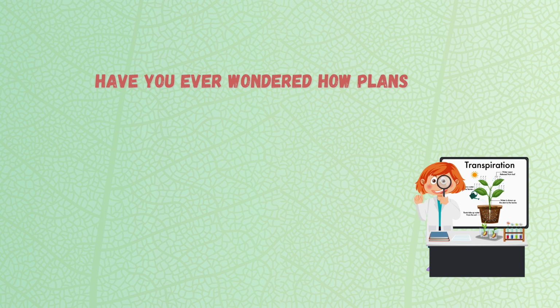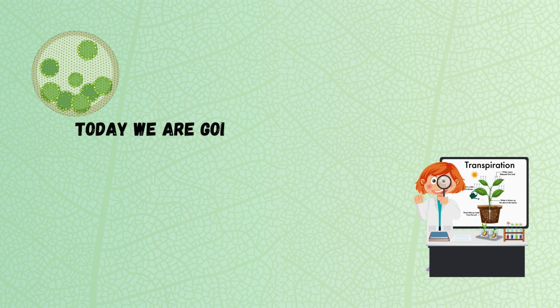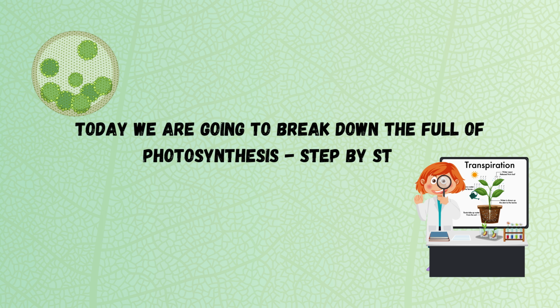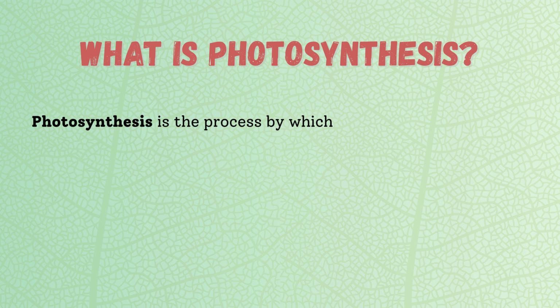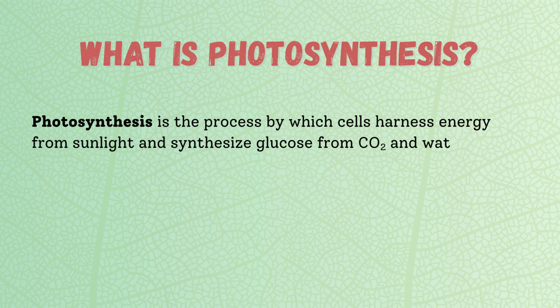Have you ever wondered how plants eat sunlight? Today we are going to break down the full process of photosynthesis, step by step. Photosynthesis is the process by which cells harness energy from sunlight and synthesize glucose from carbon dioxide and water.